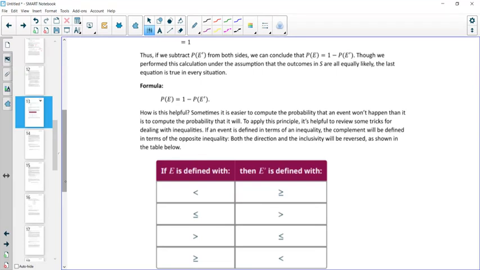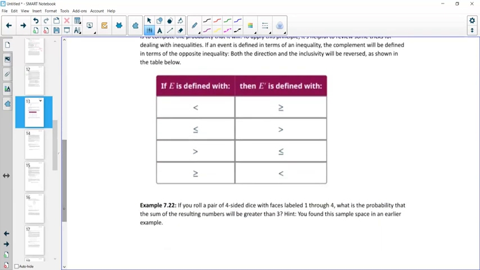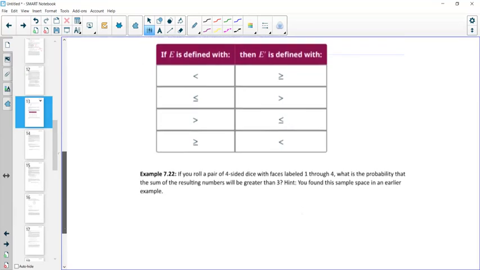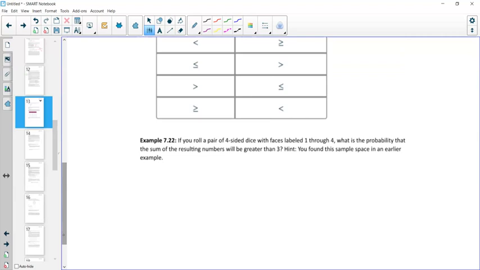If an event is defined in terms of an inequality, the complement will be defined in terms of the opposite inequality. Both the direction and the inclusivity will be reversed. So less than will be changed to greater than or equal to, less than or equal to will be greater than, greater than will be less than or equal to, and greater than or equal to will be less than. So let's see what we have here. If you roll a pair of 4-sided dice with faces labeled 1 through 4, what is the probability the sum of the resulting numbers will be greater than 3?